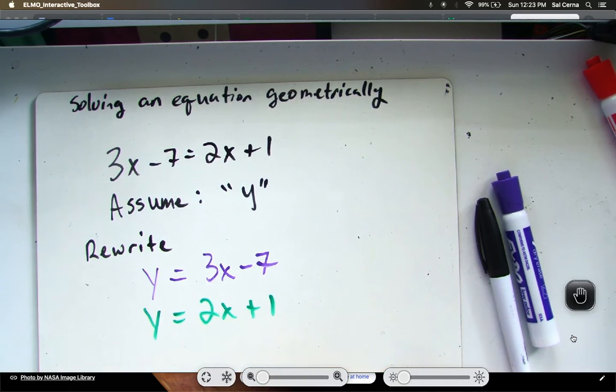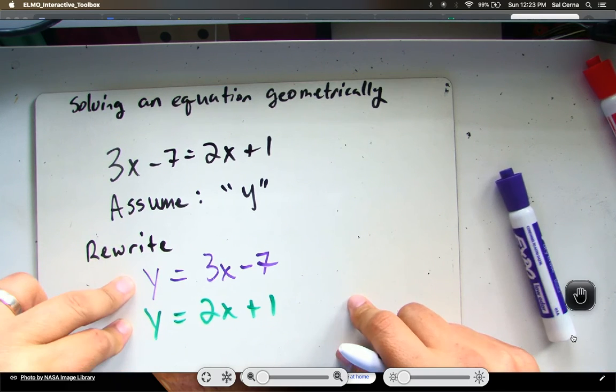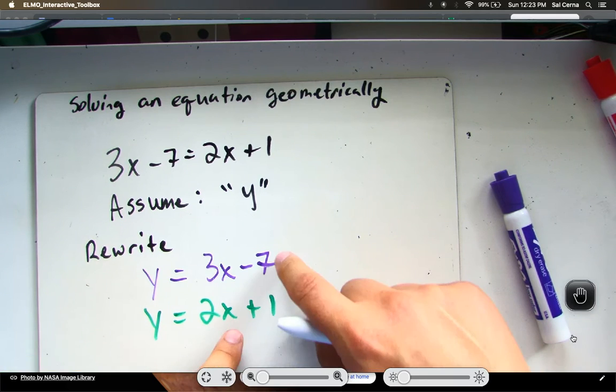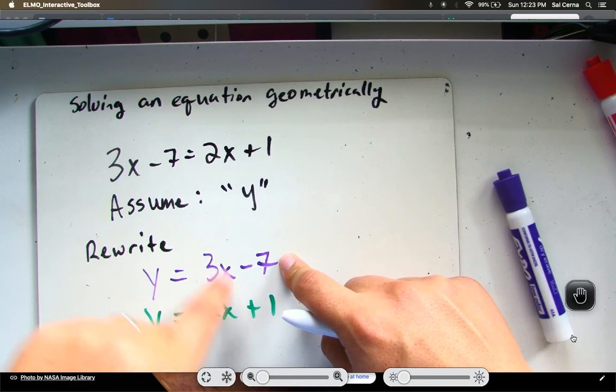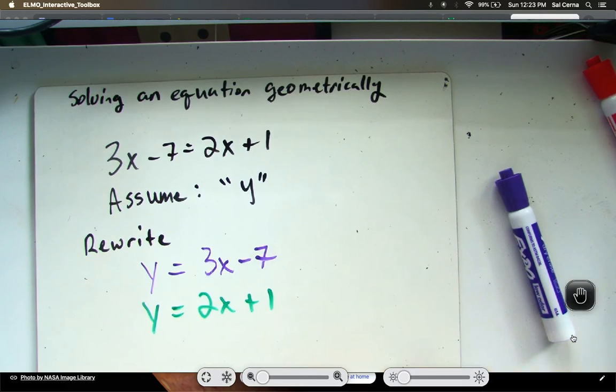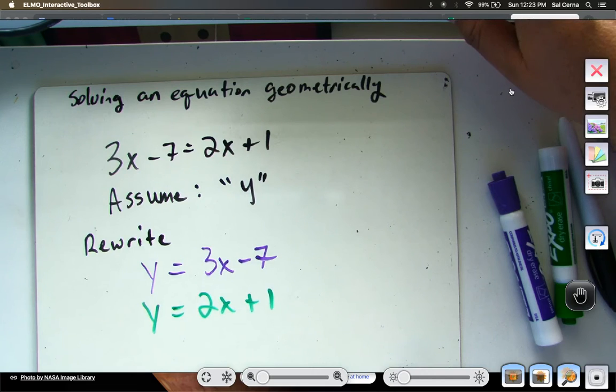And notice that, yes, y and y are different colors, but they still represent the same outcome. Because they represent the same outcome, then we can say these two expressions are equal to each other, which we got here. Okay? So now we take this information and we put it in our graphing utility. In this case, it will be Desmos.